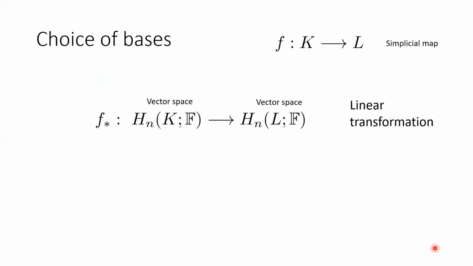So to summarize, every time we have a simplicial map between simplicial complexes, we get a linear transformation given by these F stars between the homology vector spaces. So now is the time to think about the effect of choosing different bases, both in the domain and the codomain of the F star maps. As an example, let's assume that we pick different bases for the domain and for the codomain. In this case, the domain, meaning the homology of K, has, let's say, dimension 3, and the homology of L has, let's say, dimension 4.